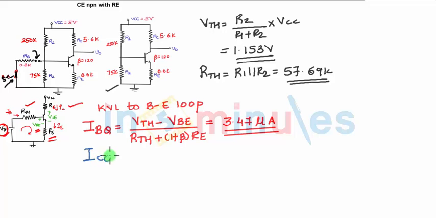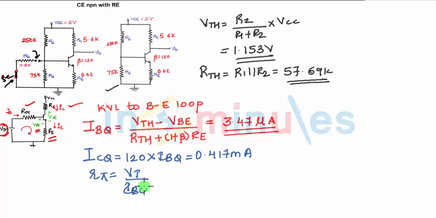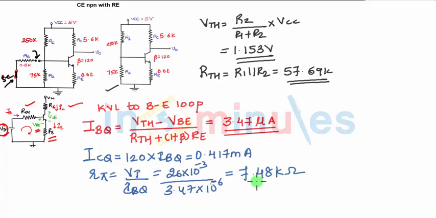Once you know the value of IBQ, which value can you find out? You can find out ICQ. ICQ is beta into IBQ. Beta is given as 120. So 120 into IBQ will give you ICQ as 0.417 milliampere. Once you know ICQ, you can find R pi. R pi is nothing but VT upon IBQ. VT is 26 millivolts divided by IBQ. How much have you found? 3.47 into 10 raised to minus 6. So this will give you R pi as 7.48 kilo ohms.